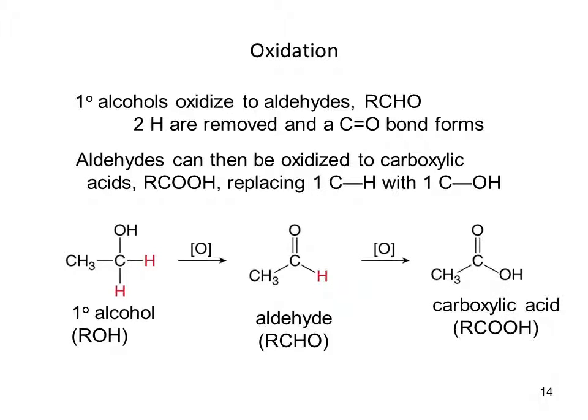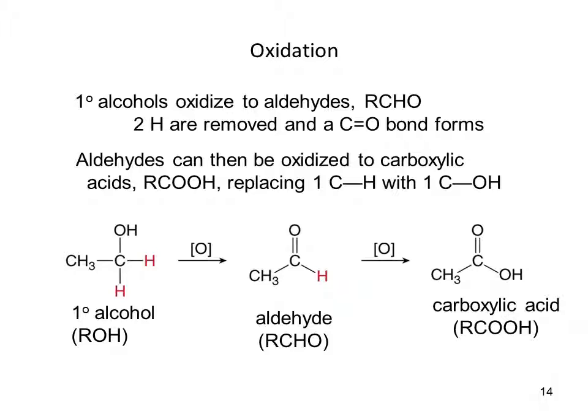When we first looked at alcohols, we saw that there were three different types of alcohols: primary, secondary, and tertiary. When we oxidize each of these different types of alcohols, we get different products. So we're going to look at primary, secondary, and tertiary alcohol oxidation. The first one shown here is primary alcohol. Down here we're showing ethanol, which is a primary alcohol.